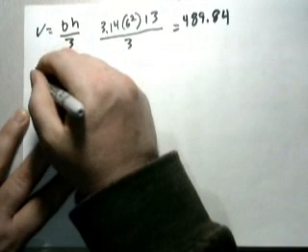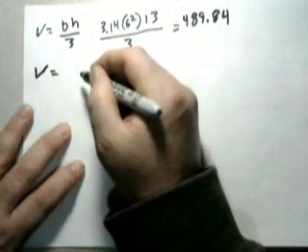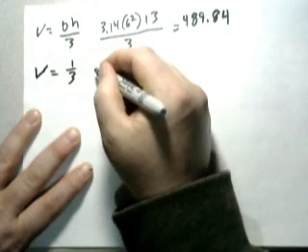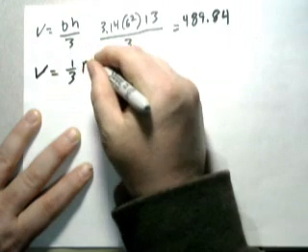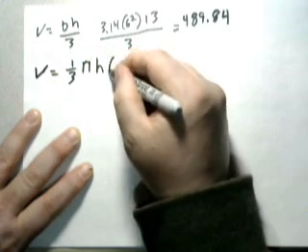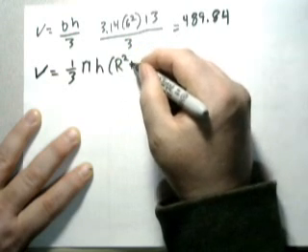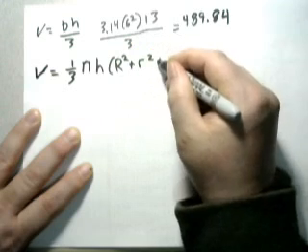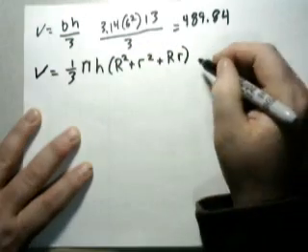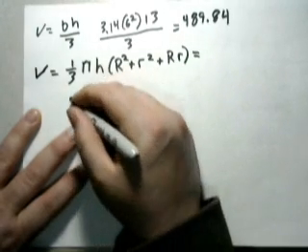So the volume is equal to 1/3 times pi times the height, and then times the larger radius squared plus the smaller radius squared plus the large radius times the small radius. And this is the volume. So we could put that all in one.